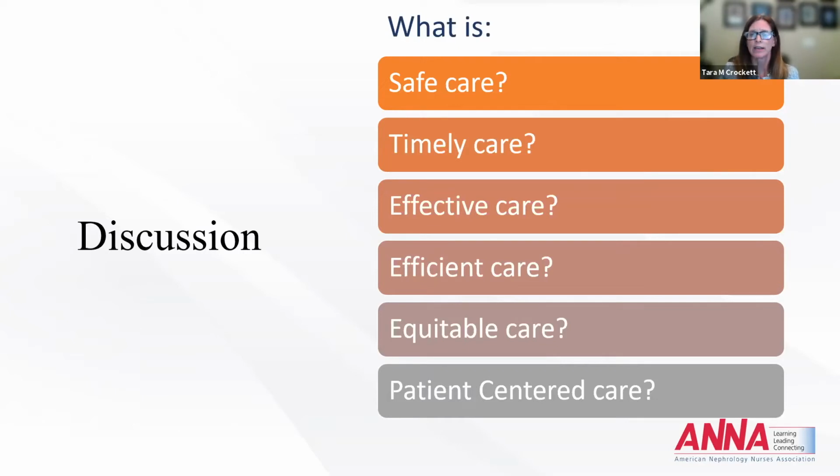Equitable care is providing care that does not vary in quality because of personal characteristics such as gender, ethnicity, geographic location, and socioeconomic status. And this has really been in the forefront lately with the COVID vaccinations and getting people vaccinated in low-income places. How can we think about providing healthcare in a way that meets everyone's needs?